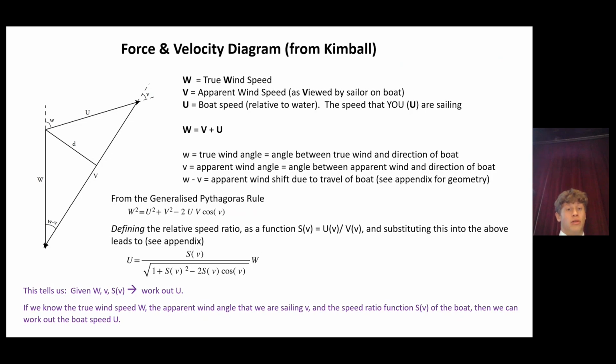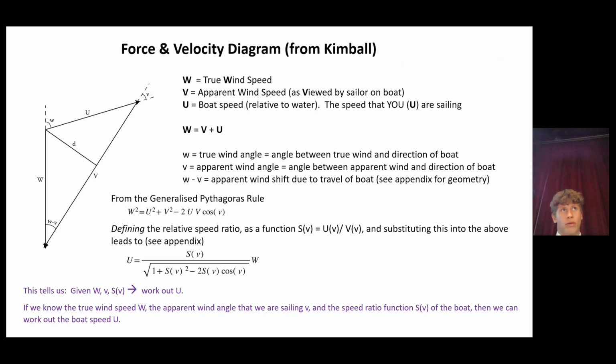Here you can see that U equals S(V) over the square root of 1 plus S(V) squared minus 2 times S(V) cos V. So what is S(V), you might ask, because I haven't introduced this yet. This is called the relative speed ratio, defined as the speed that your boat is going, or that you are going, divided by the apparent wind that you feel.